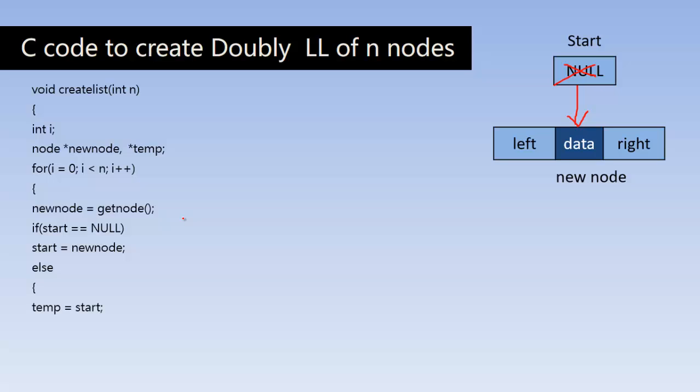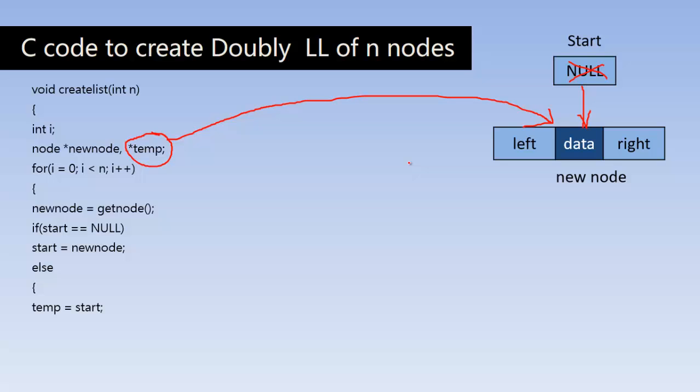So here it is. If start equals null, this will be executed. If start is not equal to null, that means there is a node in the list. So at that time, this else part will be executed. So temp equals start. This is the temp variable. This is going to hold the address stored in start. That means this is indirectly pointing to the first node, right?